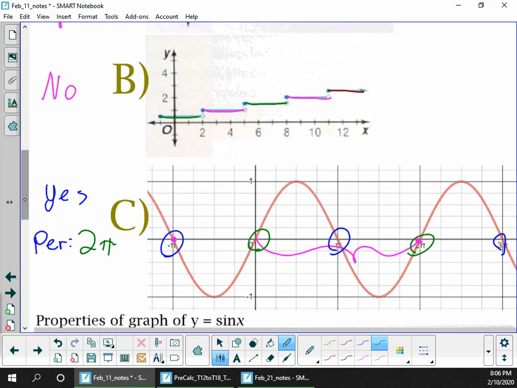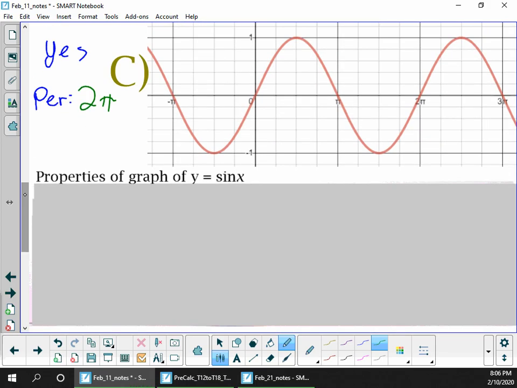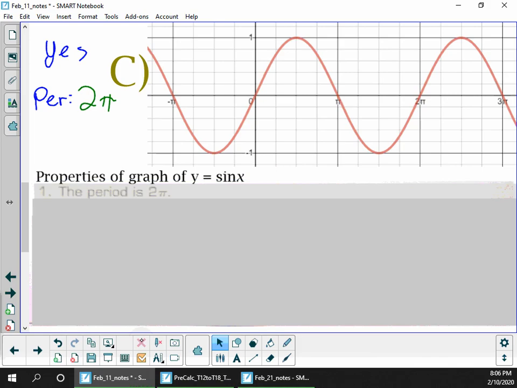Now, just to be honest with you, this is the graph of y = sin x, where x would be our angle, so to speak, in a radian measure. Sine of 0 is 0. Sine of pi is 0. Think about that from the unit circle. Now, there are some properties of this graph that we need to be made aware of. First one, the period is 2 pi. We figured that out already.